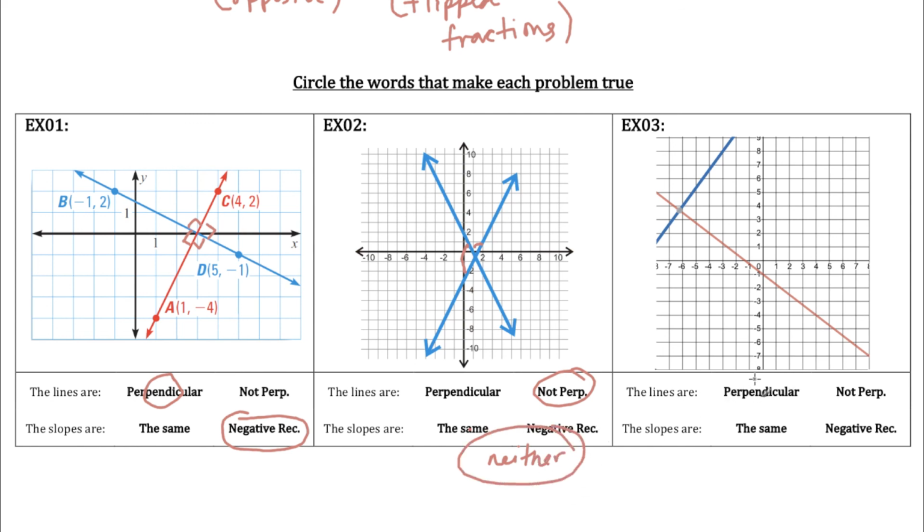And right here, we can actually see the 90-degree angles. So they are perpendicular. That means they have slopes that are negative reciprocals of each other. All right.